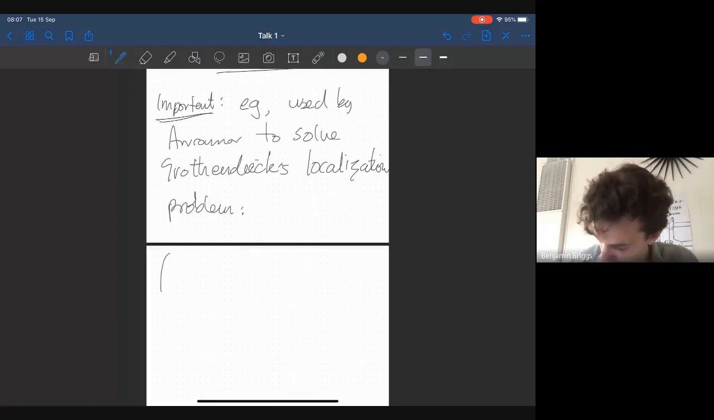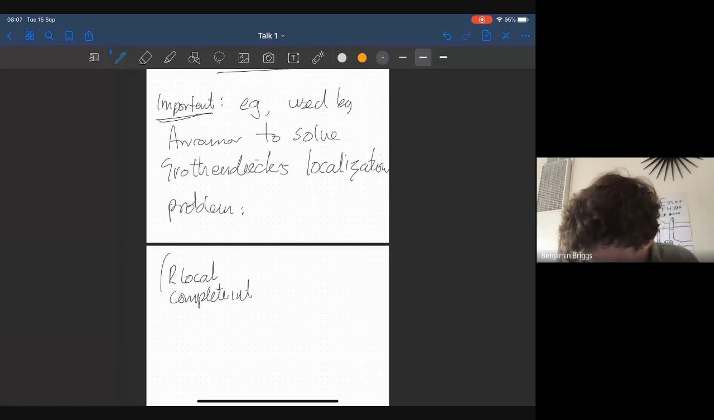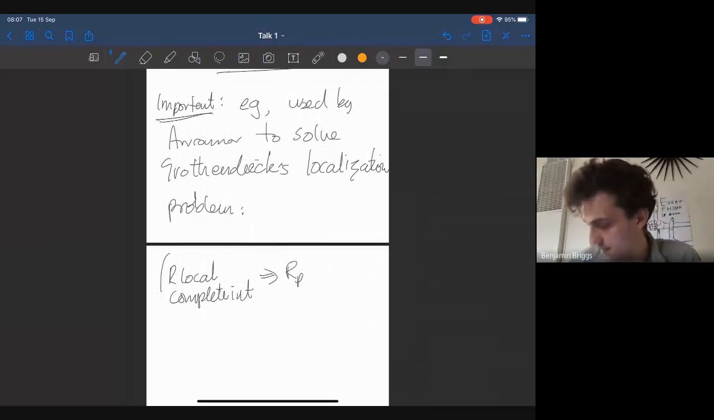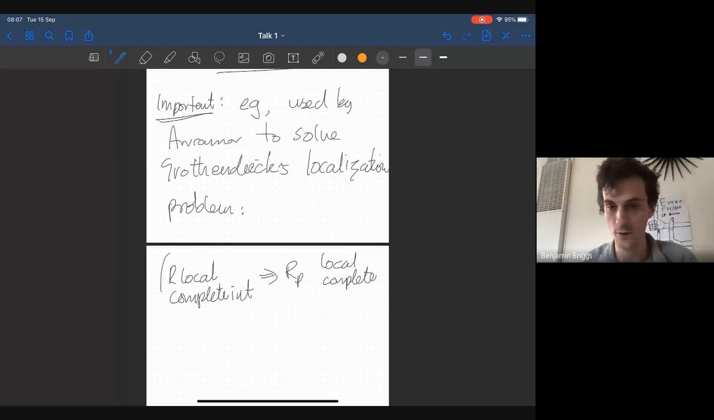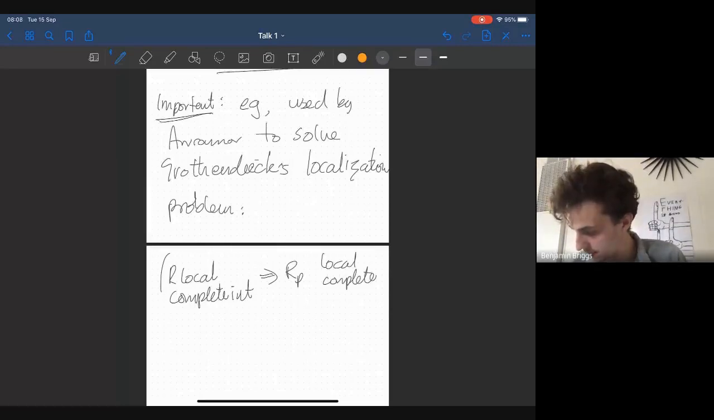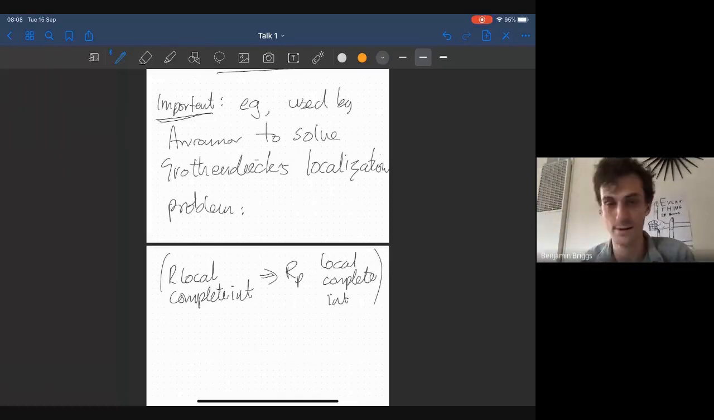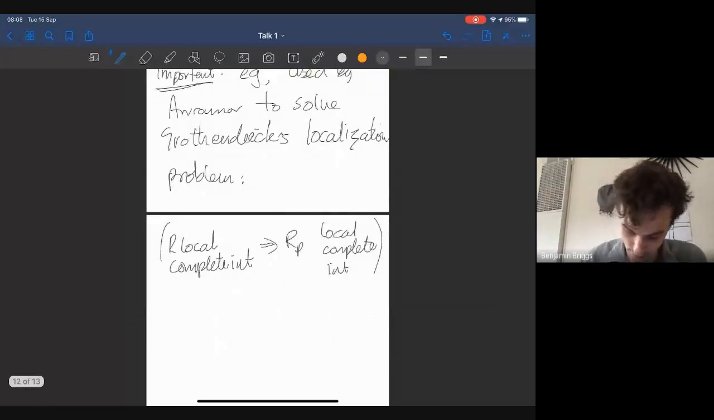Which says that if R is a local complete intersection, then any localization of it at a prime, R_P, is also a local complete intersection. So this was originally proven by Avramov using the homotopy algebra. It's an important theorem because it's thanks to this that we even have a notion of locally complete intersection. It even makes sense to talk about locally complete intersections because of this result.